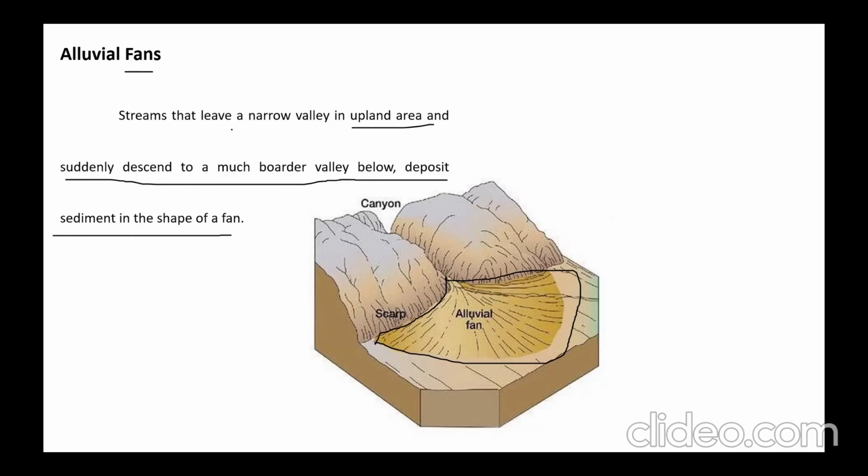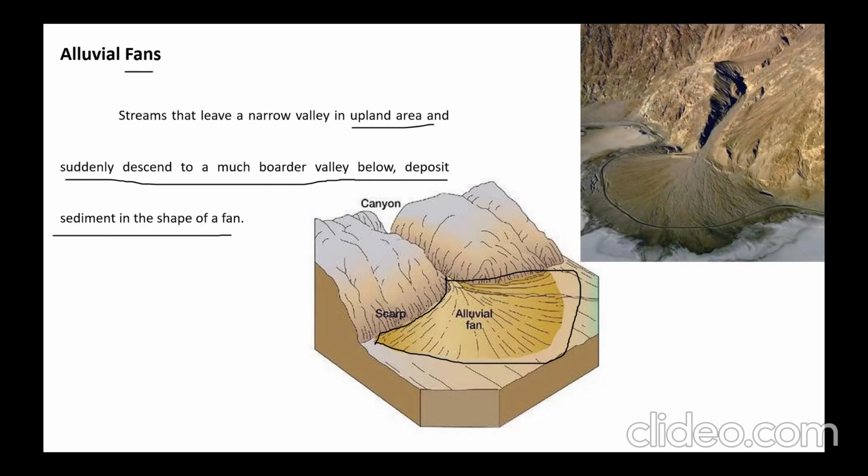So it is a stream that leaves a narrow valley in the upland area and suddenly descends to a much broader valley below, depositing sediments in a fan, just like this. Up to this upland area, the stream is confined. Suddenly one very big valley opens up, and the deposits spread like a fan. That's why it is called an alluvial fan.